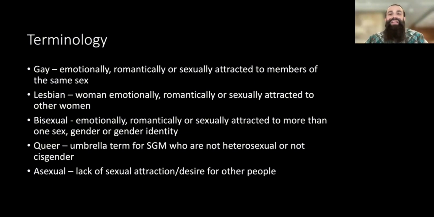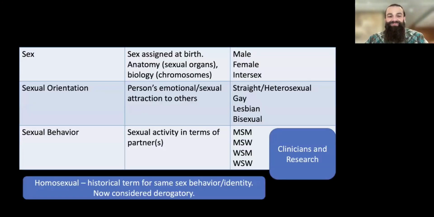And then asexual is lack of sexual attraction or desire for other people. There's also a term aromantic for people who aren't really interested in a romantic relationship and just physical relationships. And then your sex is your sex assigned at birth. It's based on your anatomy or your sexual organs and your biology, your chromosomes. And you can be male, female, or intersex. So there are certain conditions where people are born and maybe their chromosomes may be male, but because of a change in their hormone receptors, their outward sexual organs present as female. And so that could be intersex, or sort of the in-between male, female, or sort of some differences there.